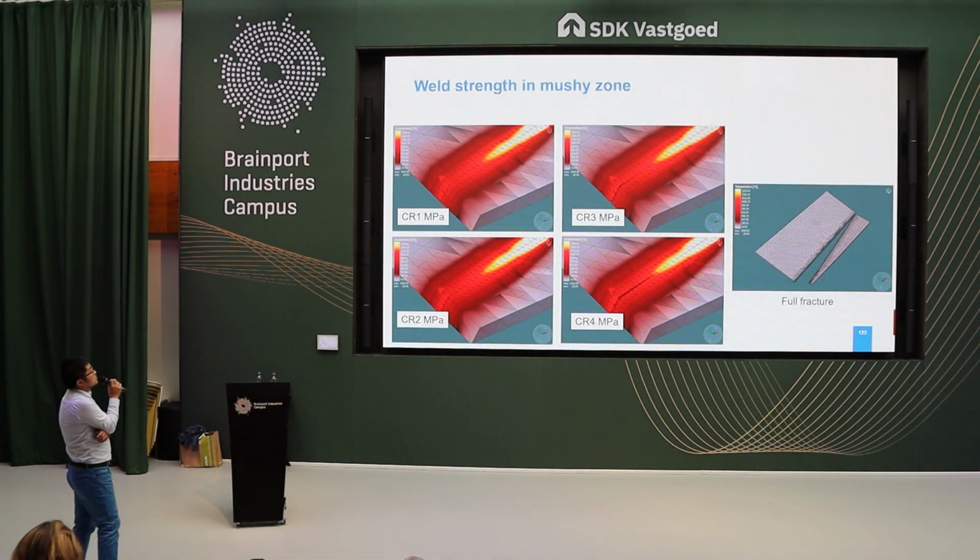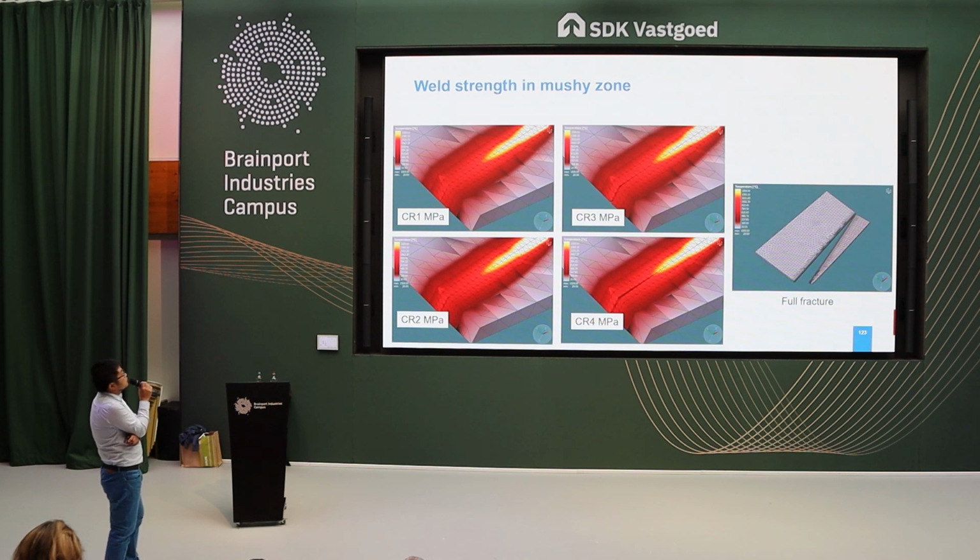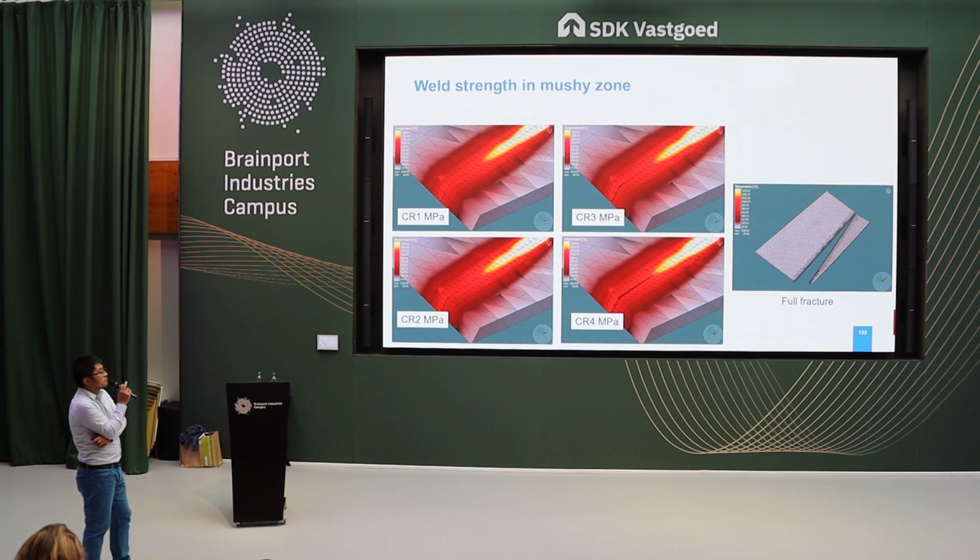Here you can see different weld strengths in the mushy zone, and the material can have different responses during laser welding. Because this is the intrinsic property of our product, I cannot share the exact value, but I marked them as criterion 1 to criterion 4. And there is a decreasing tendency of the strength.